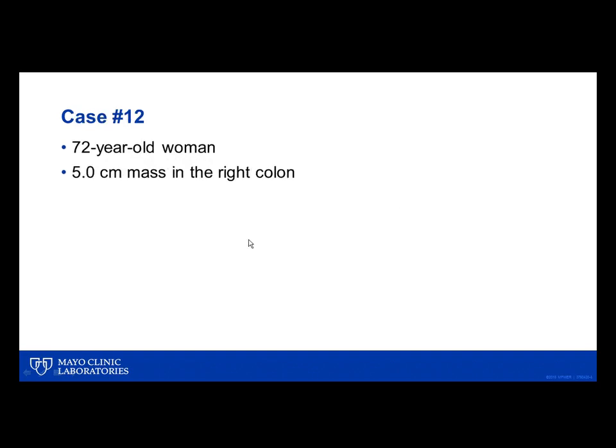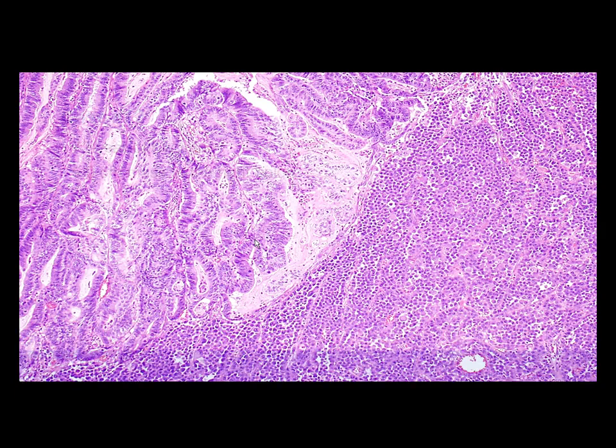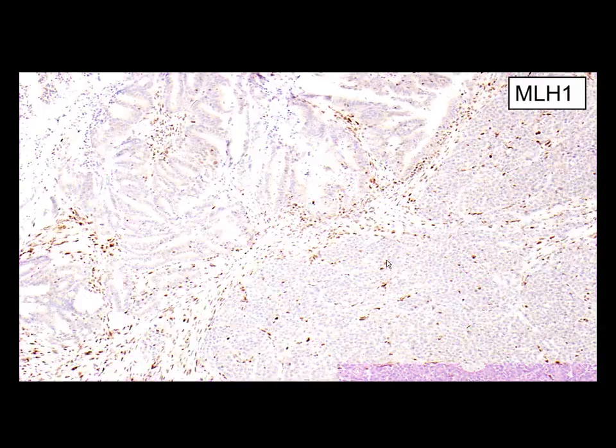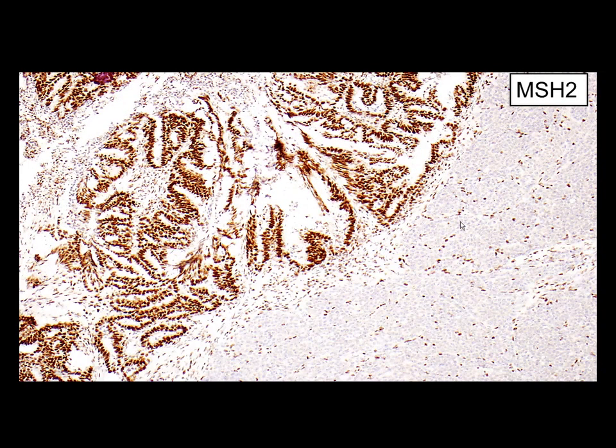I wanted to start out with a presentation of a 72-year-old woman who presented with a mass in the right colon. For those who have access to the slides, you can see here a picture of typical colorectal carcinoma, which is adjacent to an area that has a more high-grade appearing focus. If we examine the mismatch repair immunostains in this particular case, there was a complete loss of MLH1 across this entire tumor, and there was a partial loss or heterogeneous loss of MSH2.